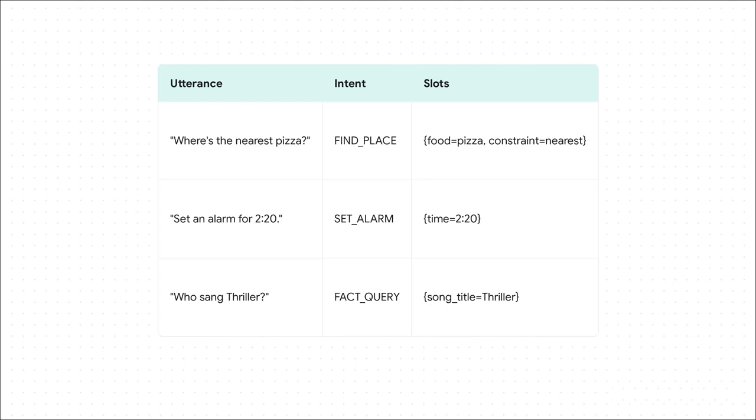And this table here, this is where the magic really happens. Look at our pizza question. Our messy human phrase gets turned into this beautifully clean, organized command. The intent, it's find place. And what are the slots, the details? Well, the food is pizza, and the constraint is nearest. You see, it's no longer a question, it's an actionable order. This is the real aha moment for the whole system.